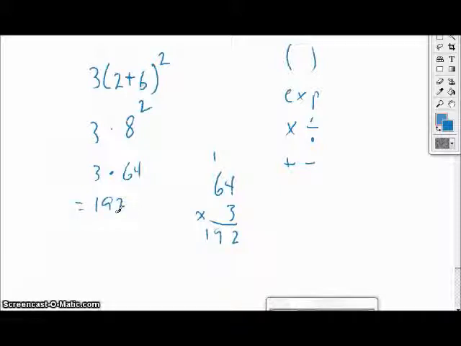Now this has been just an overview of order of operations. The problems do get more complicated, but you sort of get a sense for how you do it. You always do parentheses first, then the exponents, then multiplication or division, and then addition or subtraction.